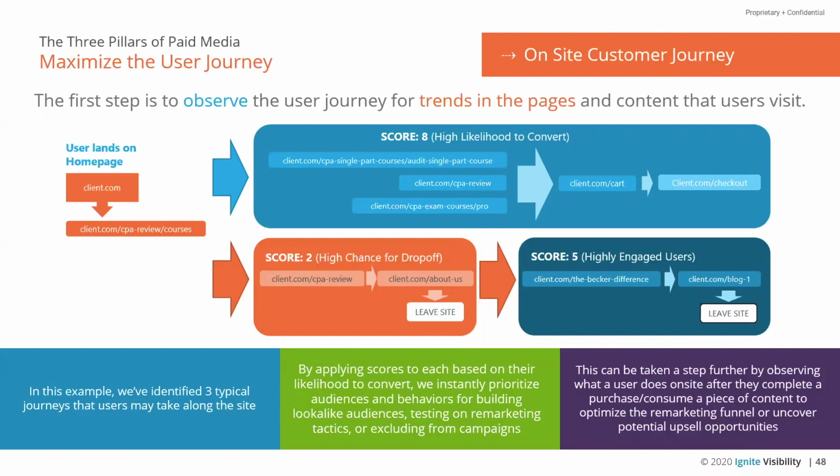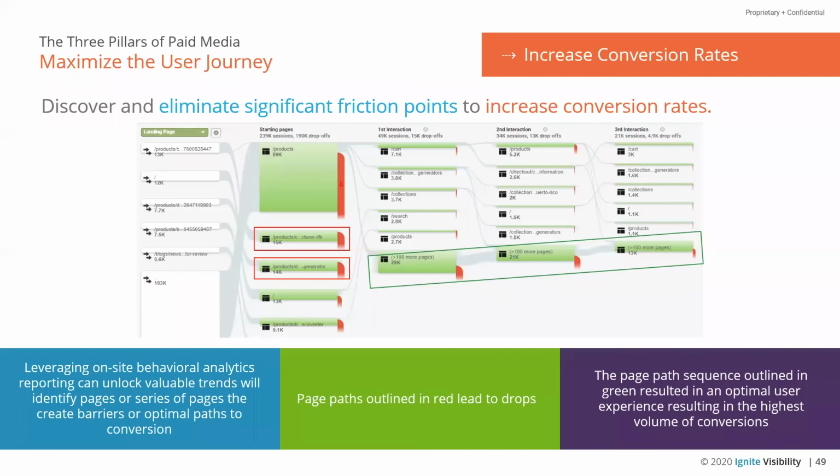And by applying scores to each based on the likelihood to convert, we can instantly prioritize targeted audiences and behaviors, testing our remarketing tactics and excluding low scores, creating these into audiences and pushing them to our ad platforms. This is a crucial part in 1, reducing ad spend, and 2, streamlining your sales cycle and ideally taking a couple of days off that average. This step can be taken further by observing what a user does after a purchase and identifying opportunities for upsells and cross-sells. So on the next slide, we're going to look at a different way to look at this.